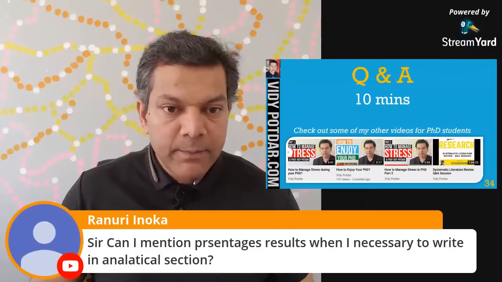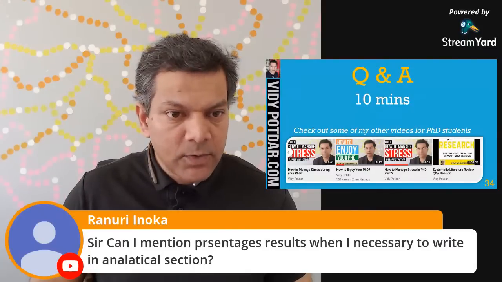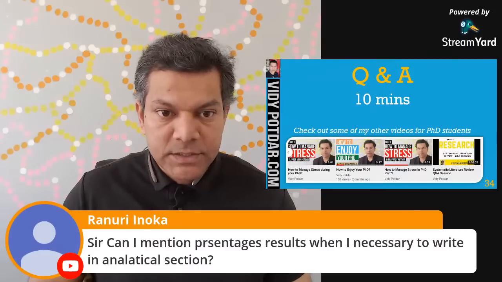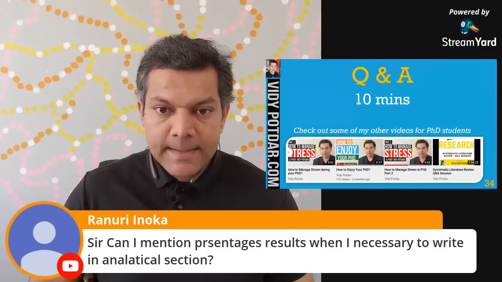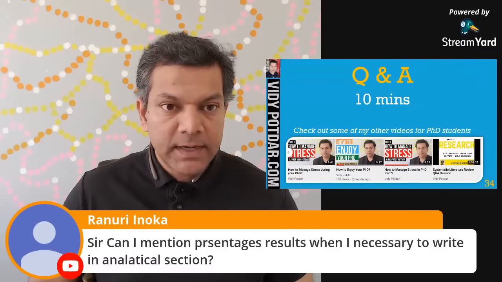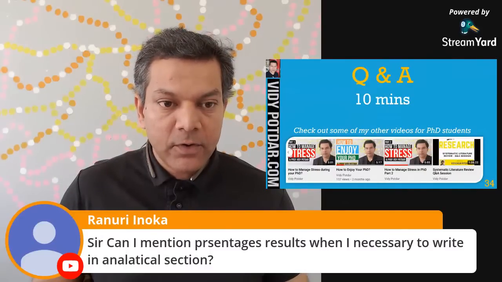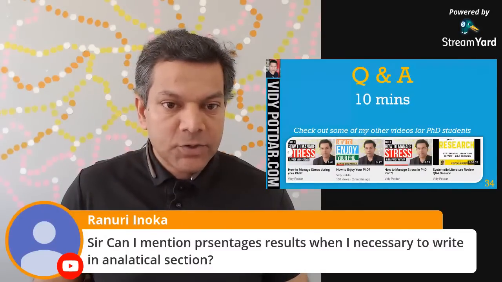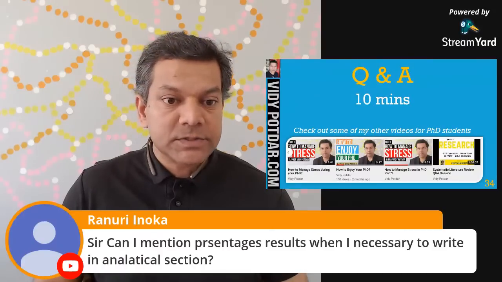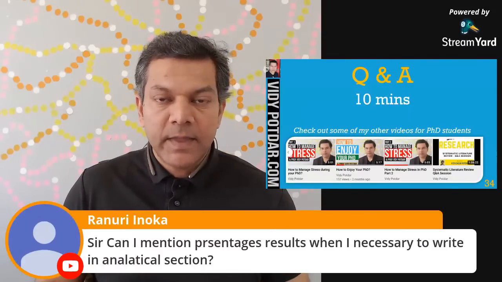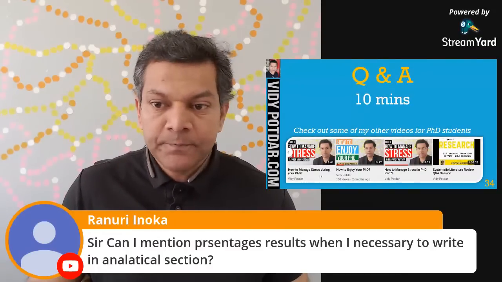The next question is, can I mention percentage results when necessary to write in the analytical section? I don't actually understand your question very well, but if I understand what you have written, you're probably asking whether you should mention the results in terms of percentages or ratios in the analytical section. Then I would say, yeah, you could do that. It's no problem there. You could follow that.